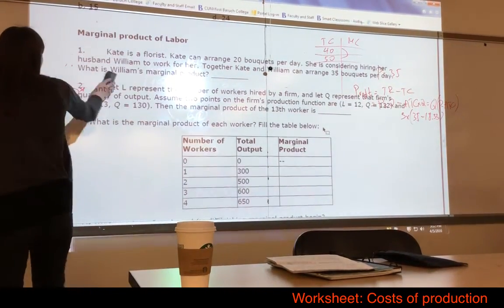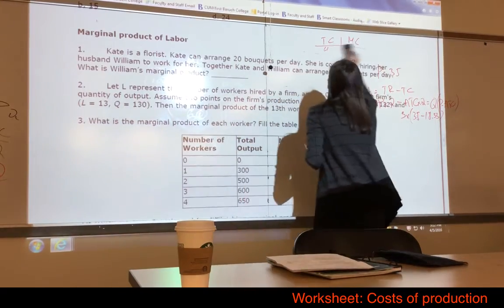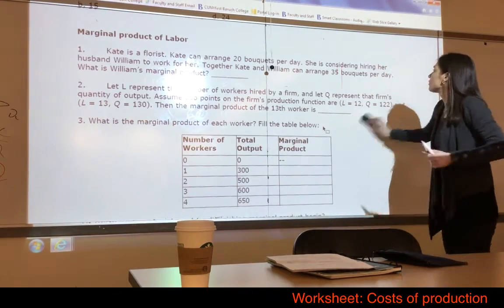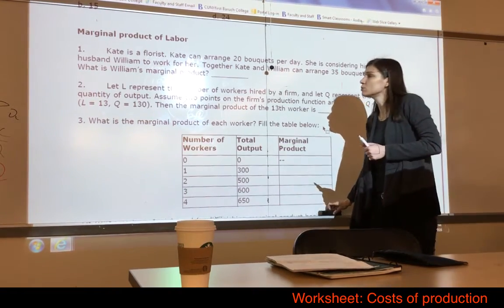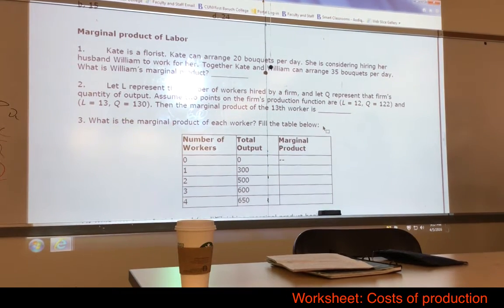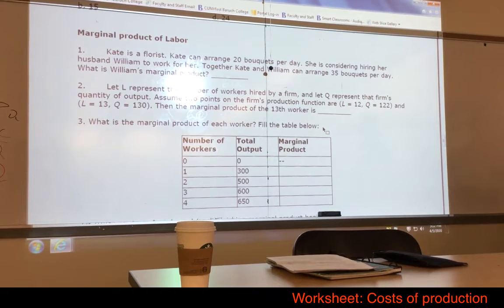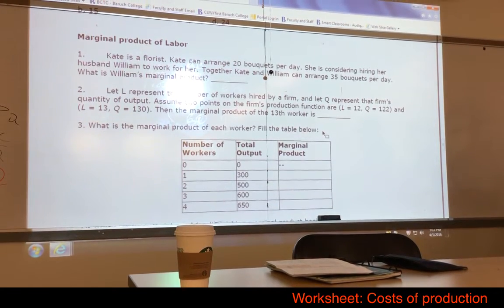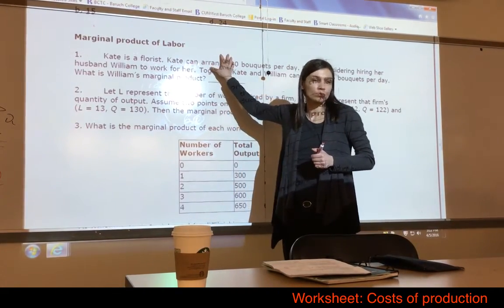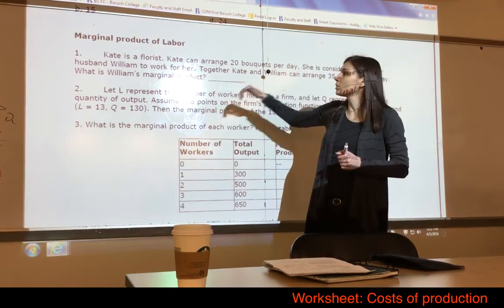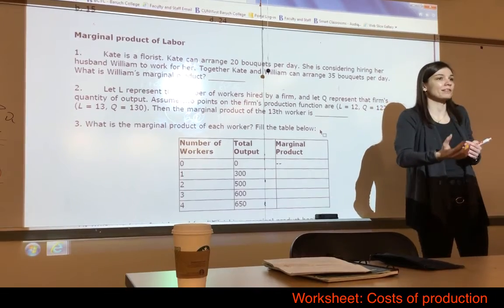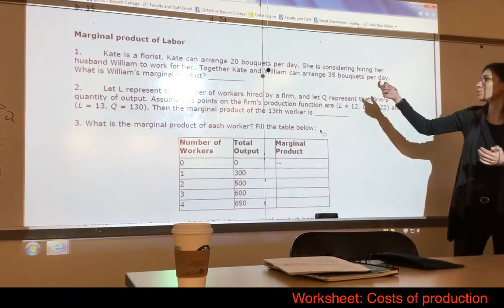Alright, Kate is a florist. She can arrange 40 bouquets per day. If she's considering hiring her husband to work for her, and together both of them can arrange 35, what is her husband's marginal product? 15. So by herself, with one person you can arrange 20. Adding another person increases total output to 35. So the marginal contribution, the extra that the second person gives you, is the difference between the two, which is 15.